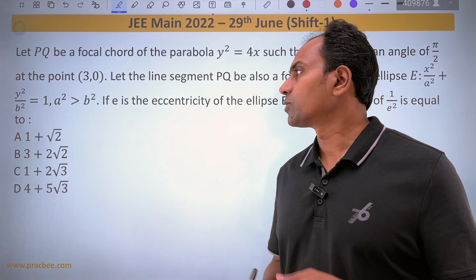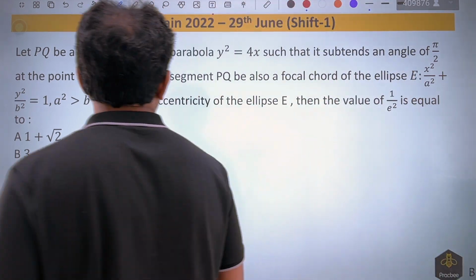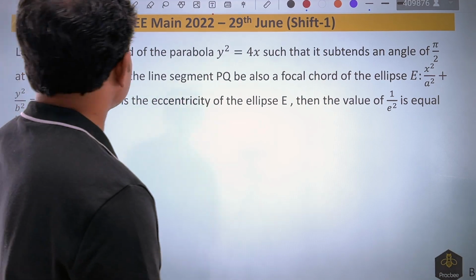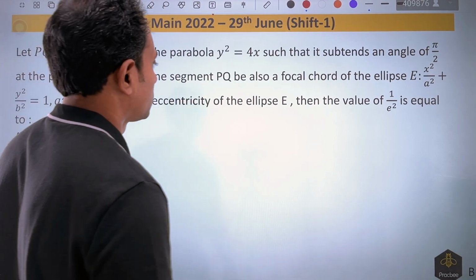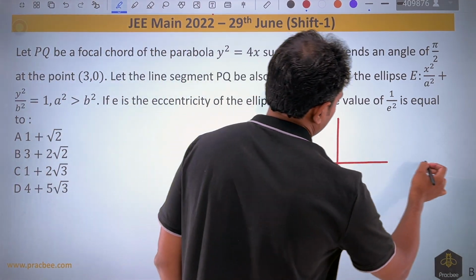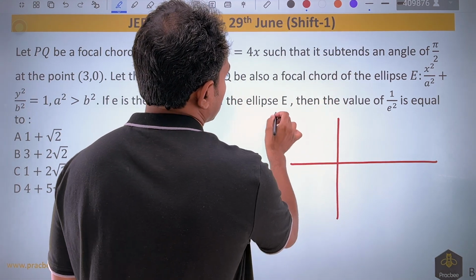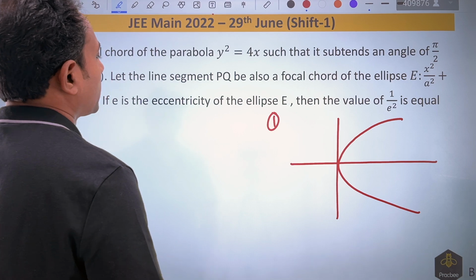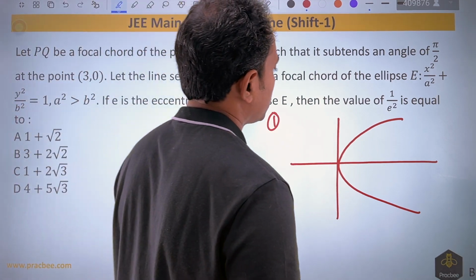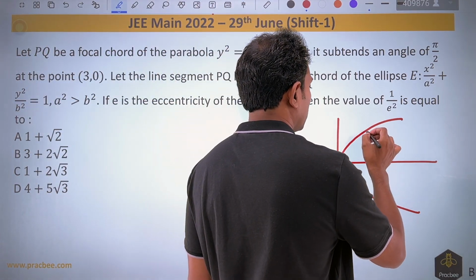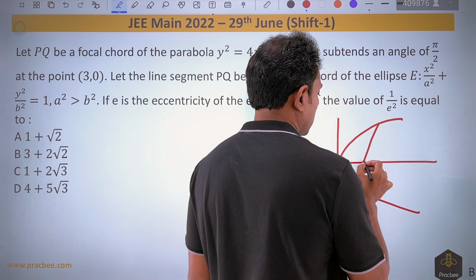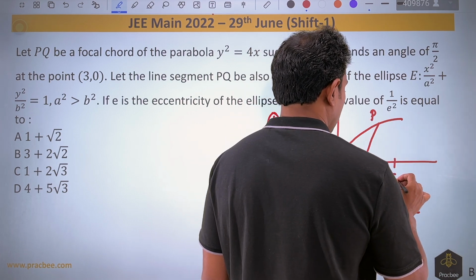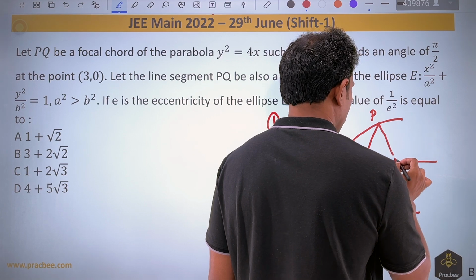Now if I look into this 2022 question, it says that PQ is a focal chord of parabola y square is equal to 4x such that it subtends an angle pi by 2 at a point 3, 0. Let us see this question. So they are talking about first a parabola. Now the parabola is there, it subtends an angle pi by 2. So it is a focal chord PQ. At 3, 0, it subtends an angle pi by 2 like this.